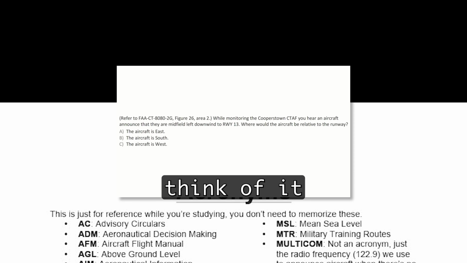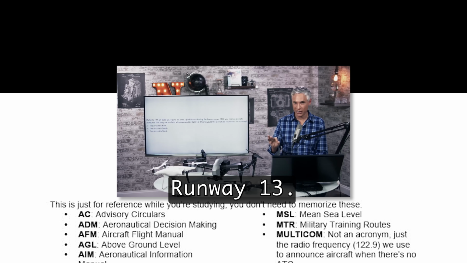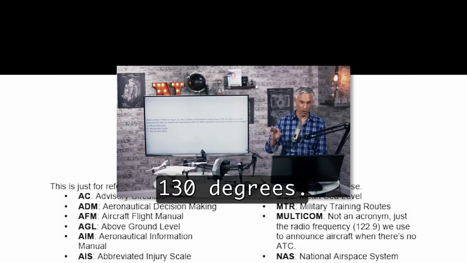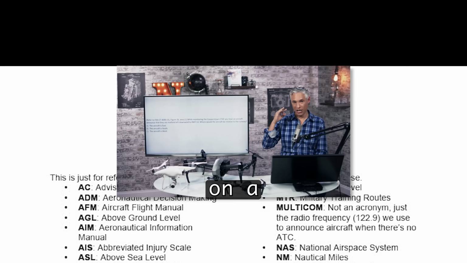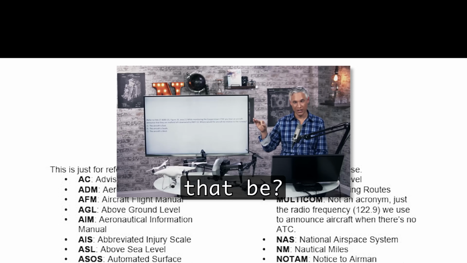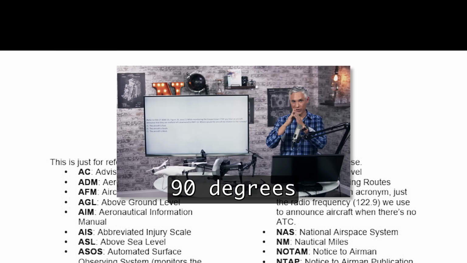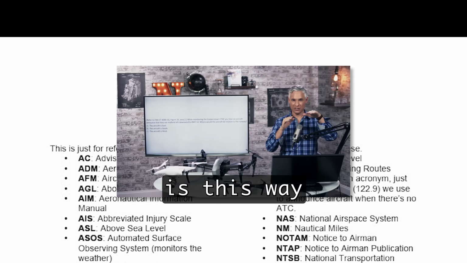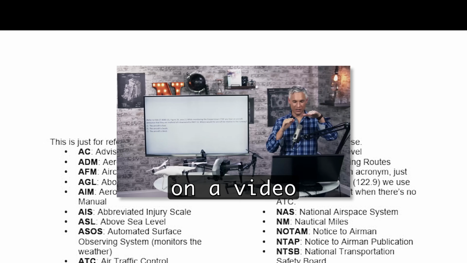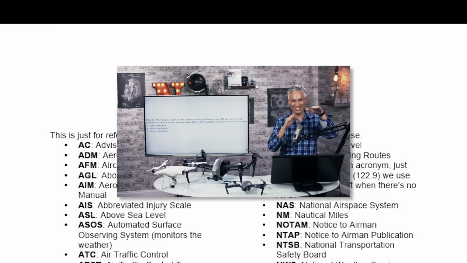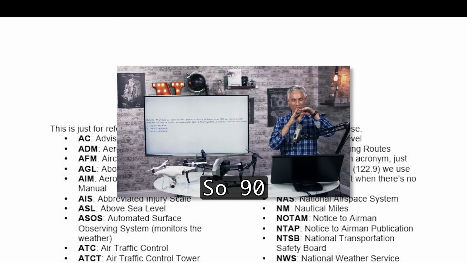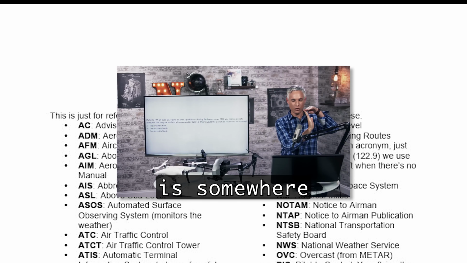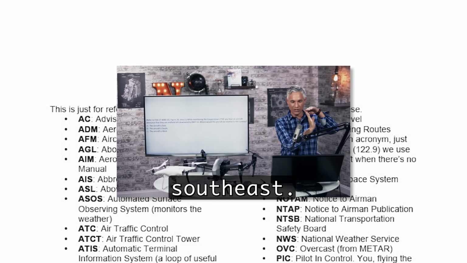But think of it one step at a time. Runway 13. What is the heading of runway 13? 130 degrees, right? And then on a compass, what direction would that be? Well, 90 degrees is directly east, which is this way on a video camera that's opposite my natural. So 90 degrees is here, 180 is here, so 130 is somewhere in between. It's going to be southeast.